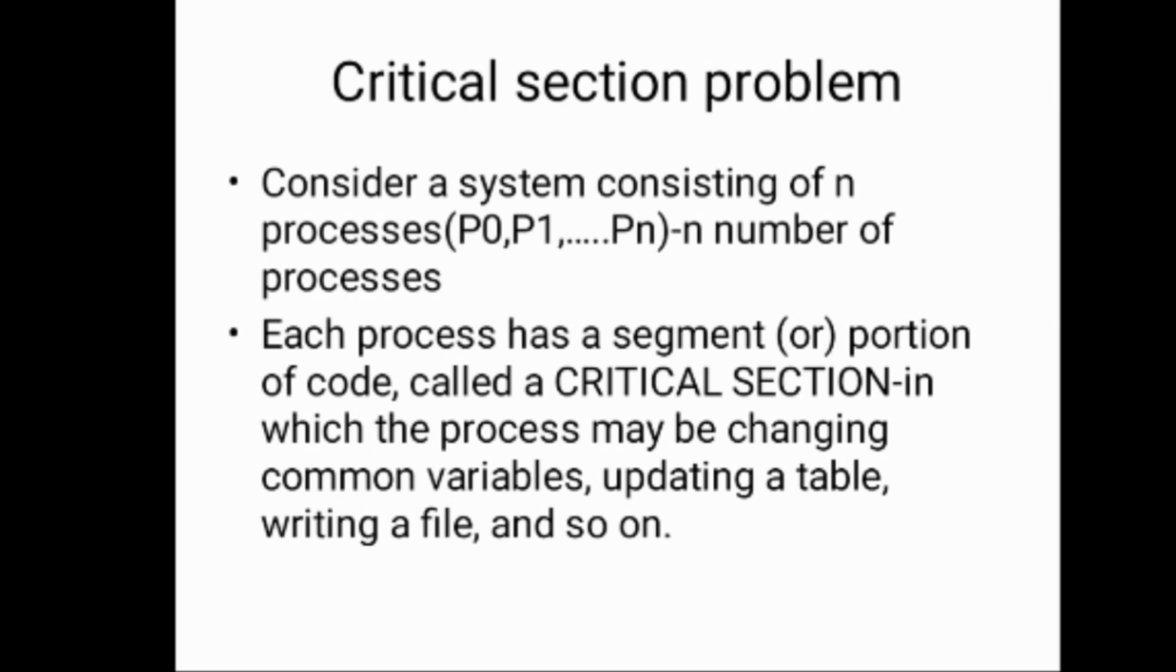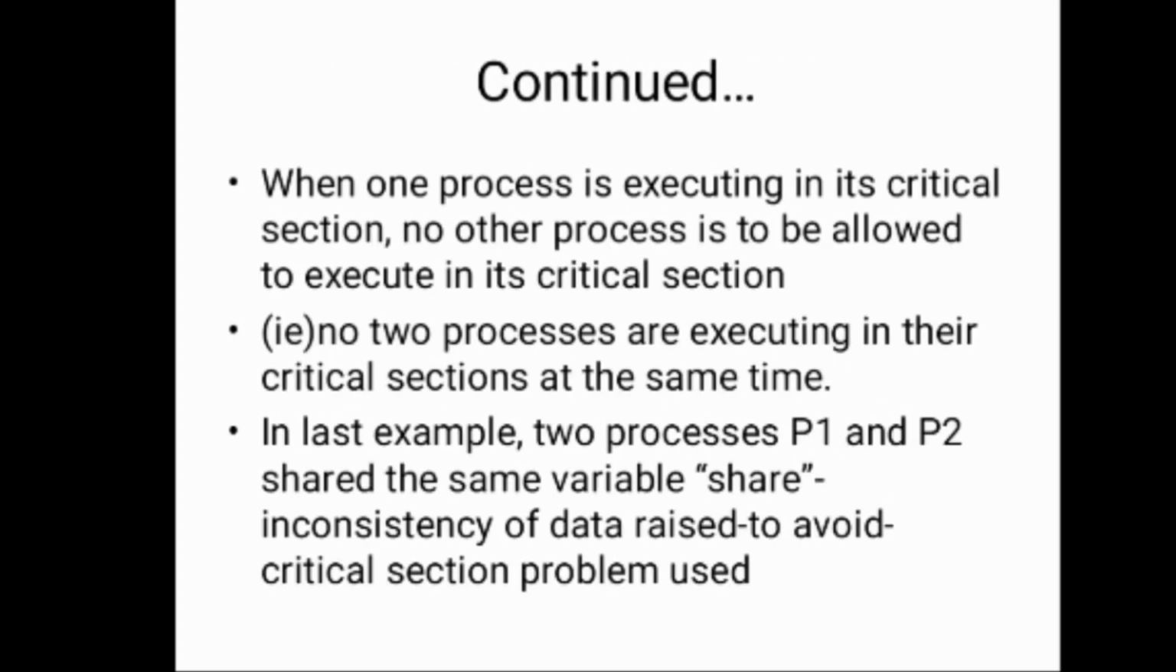That critical section may do something, for example changing a common variable, updating a table, or writing a file, or otherwise sharing a variable. When one process is executing in its critical section, no other process is allowed to execute in its critical section. While one is running its critical section, other processes cannot execute theirs. That is, no two processes execute in their critical sections at the same time.